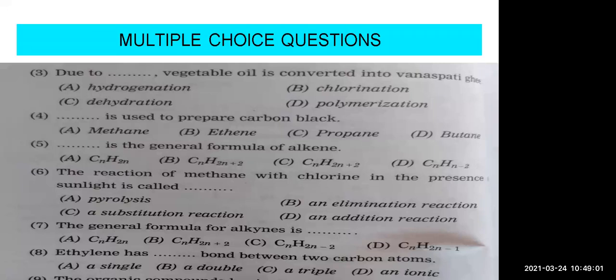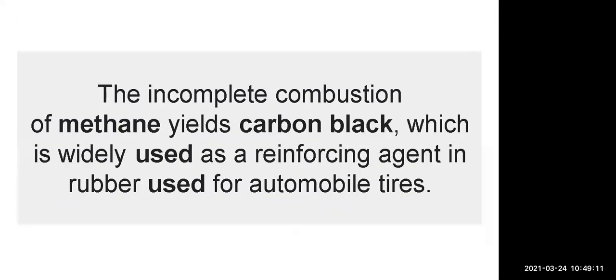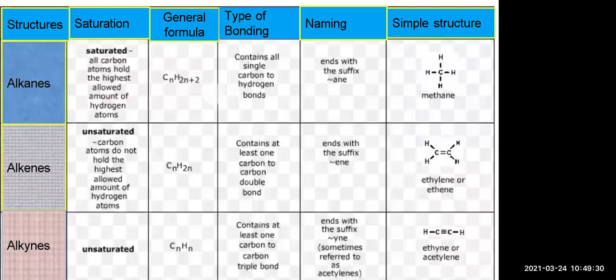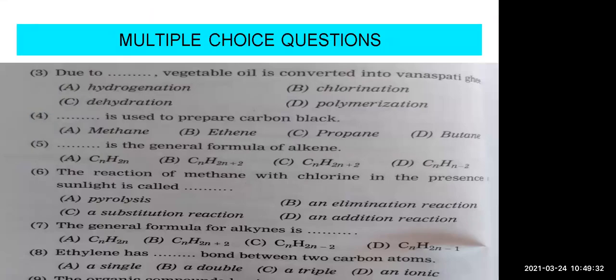Then comes the second one: dash is used to prepare the carbon black. Now, what do you mean by carbon black? Whenever there is an incomplete combustion of methane, CH4, it yields the carbon black, which is widely used as a reinforcing agent in rubber, which is used for automobile tires. So the answer for this question is methane. Methane is used to prepare the carbon black.